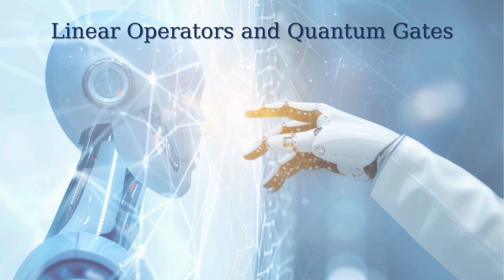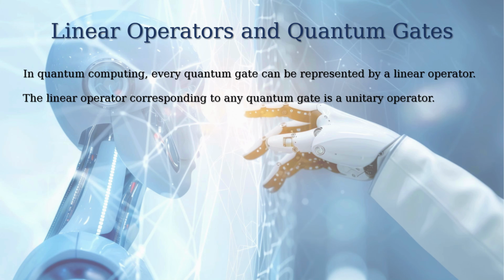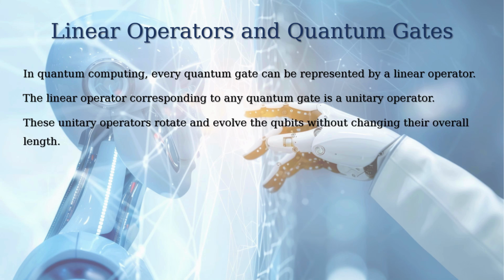So, how are linear operators related to quantum gates? In quantum computing, every quantum gate can be represented by a linear operator. The linear operator corresponding to any quantum gate is a unitary operator. These unitary operators rotate and evolve the qubits without changing their overall length. Thus, they ensure that the total probability remains 100%.